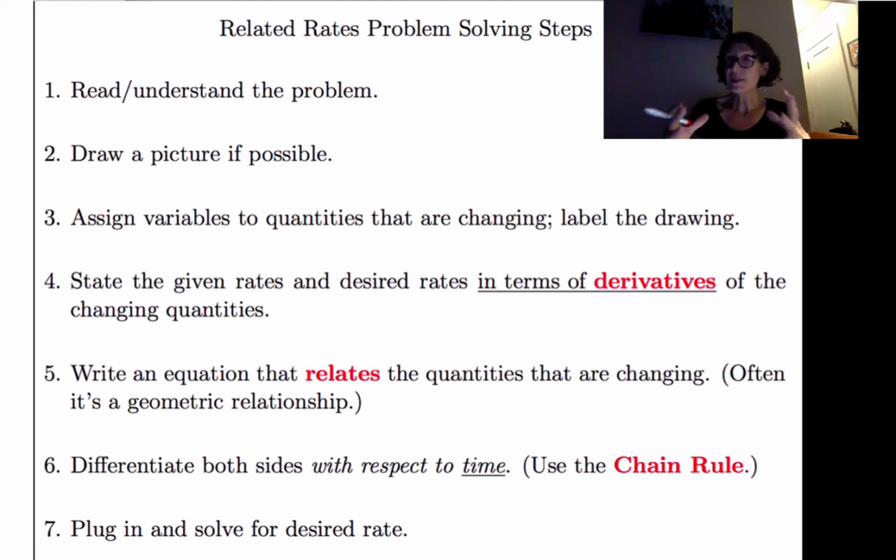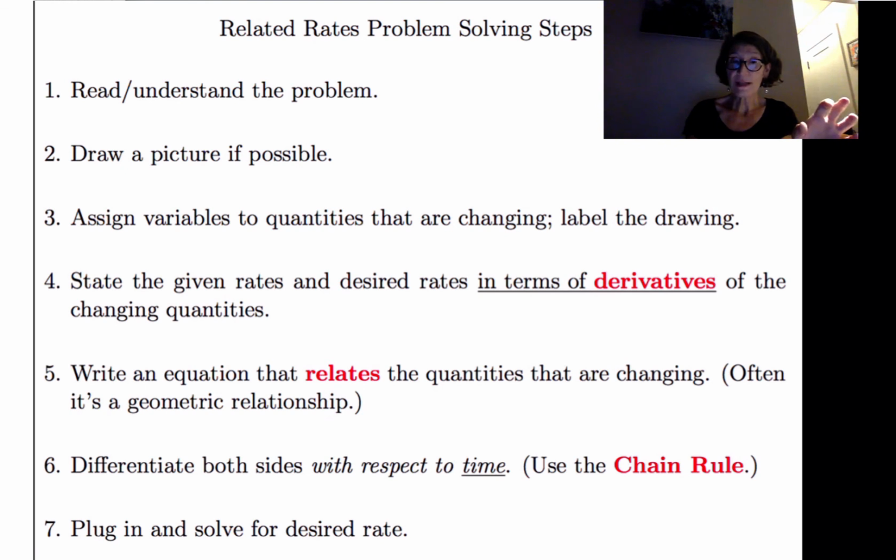After you set up all your equations and you differentiate, that's when you'll be plugging in numbers. We'll do some examples in the next couple of videos to make it clear what that means. Step 4, state what's given and state what you're asked to find in terms of derivatives. Don't just write find how fast the side is changing when it's 2 centimeters long. No, we already know that. Put it in mathematical language.